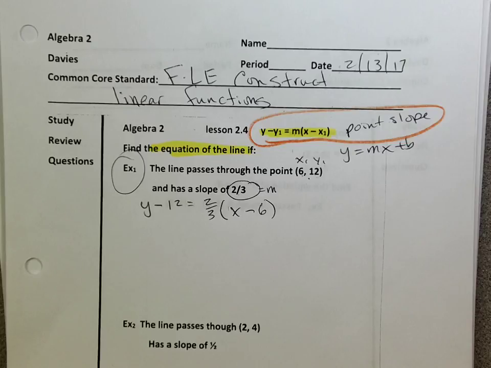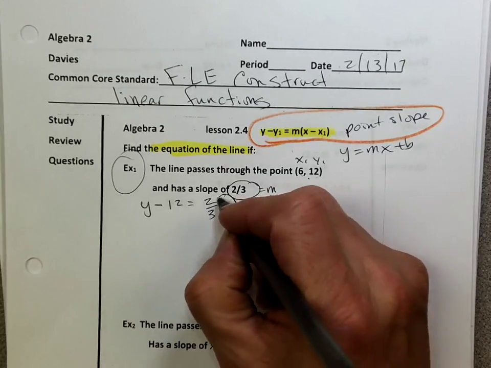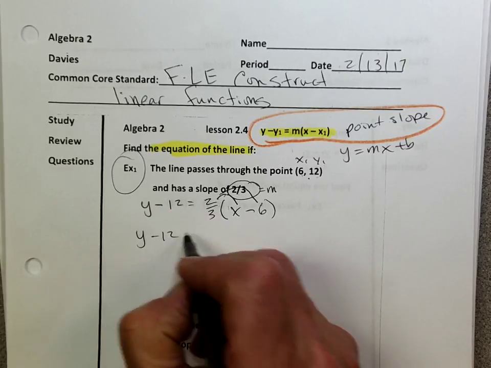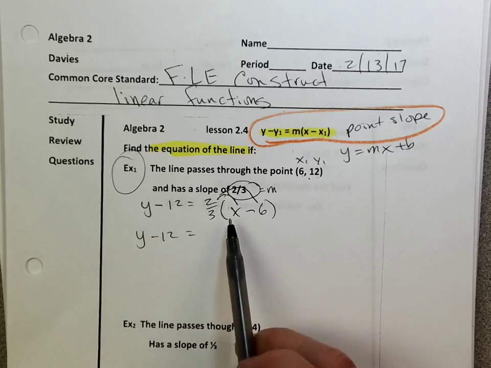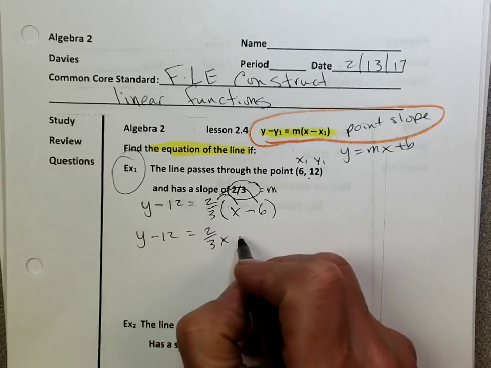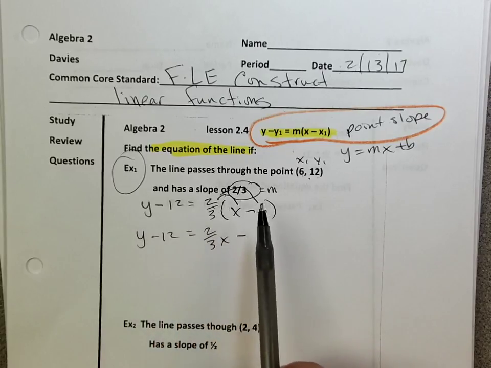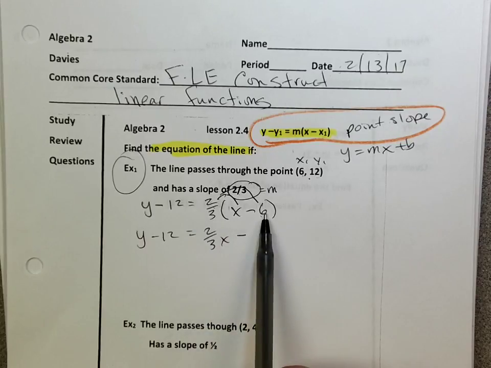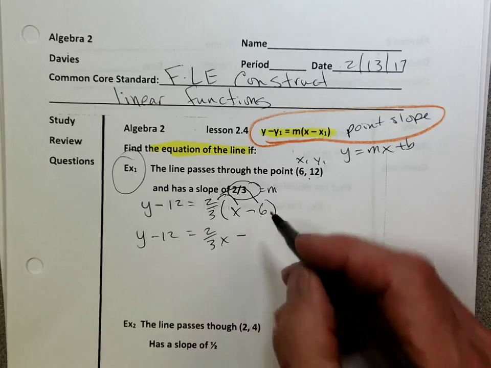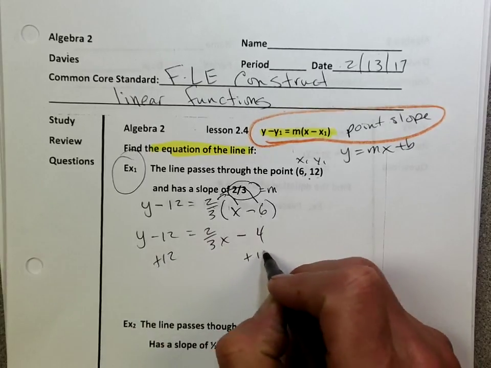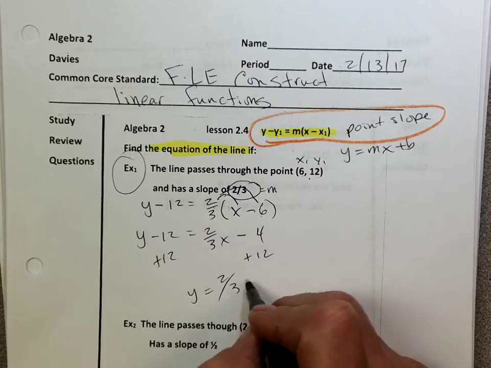That's all I'm doing. Now we can simplify this. I can distribute, go that times that, and that times that. Bring down the y minus 12. Bring down the equal sign, and I'll distribute. 2/3 times x is 2/3 x, and then, you ready? 2 times 6 is 12, divided by 3 is 4. Everybody see that? So I get 4, okay? 2/3 of 6 is 4. Last step, let's just go plus 12, and I get y equals 2/3 x plus 8.